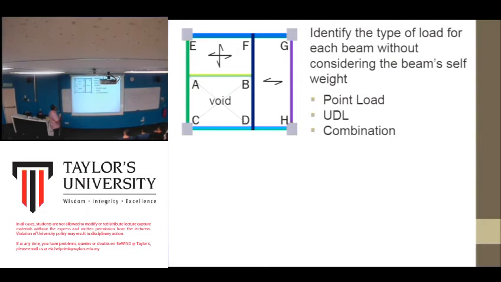Okay, identify the types of loads for each beam without considering the beam self weight, whether it is point load, UDL, or combination. Okay, this one, beam at AB. Let's say this is a layout of a structural plan. AB. Okay, is this one UDL or point load? UDL, point load, or combination?